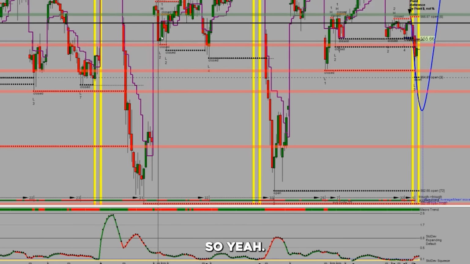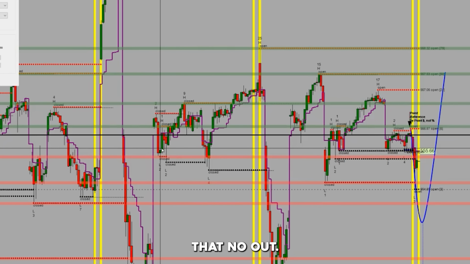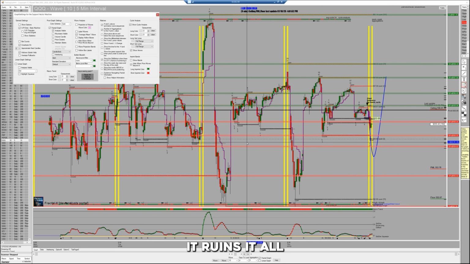Yeah. And in the red macro trend, you can see here it did not work out, but it was fluctuating here. Again, consolidation ruins it all. When you see consolidation, the macro trend also gets confused about what the market direction currently is. So consolidation confuses the macro trend. Yes, correct, 100%. So this is the pretty simple concept of the macro trend.